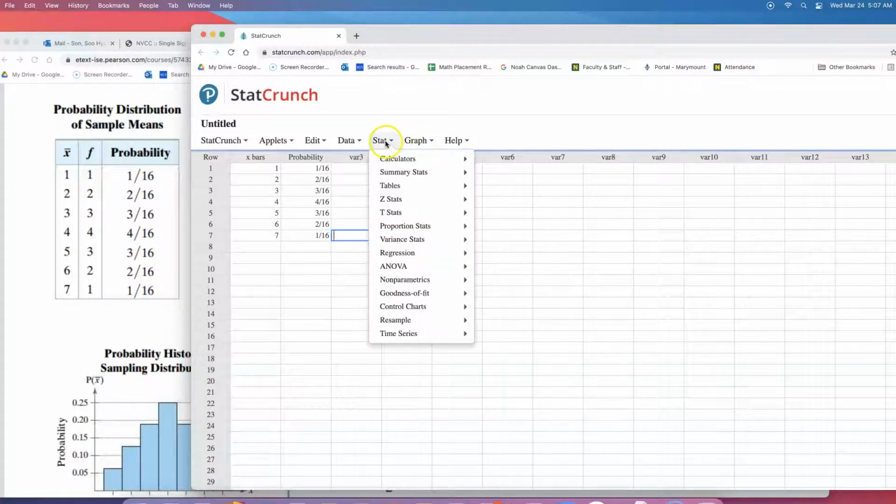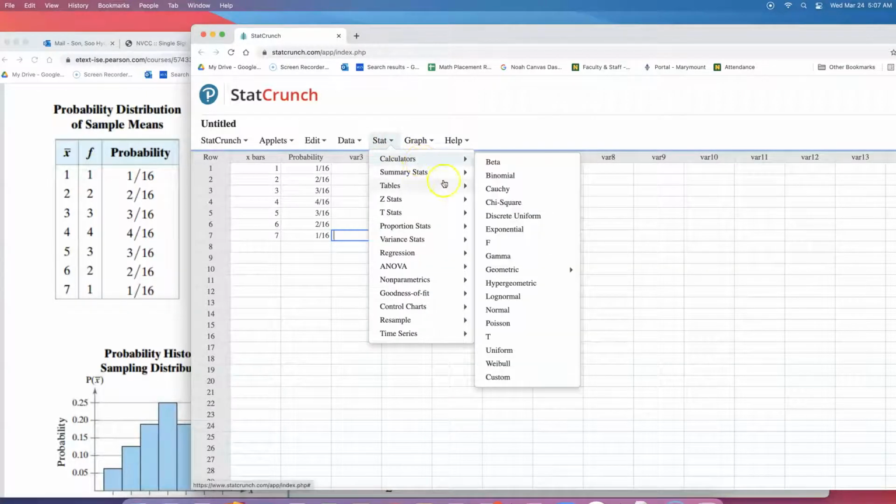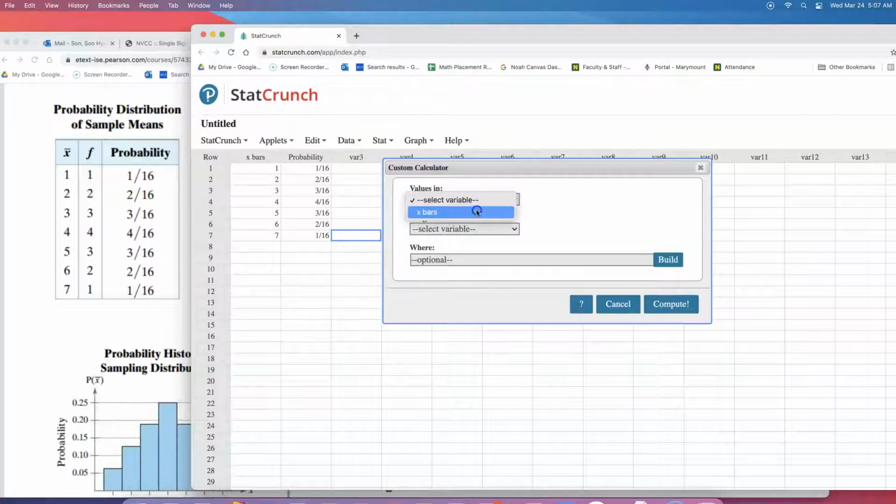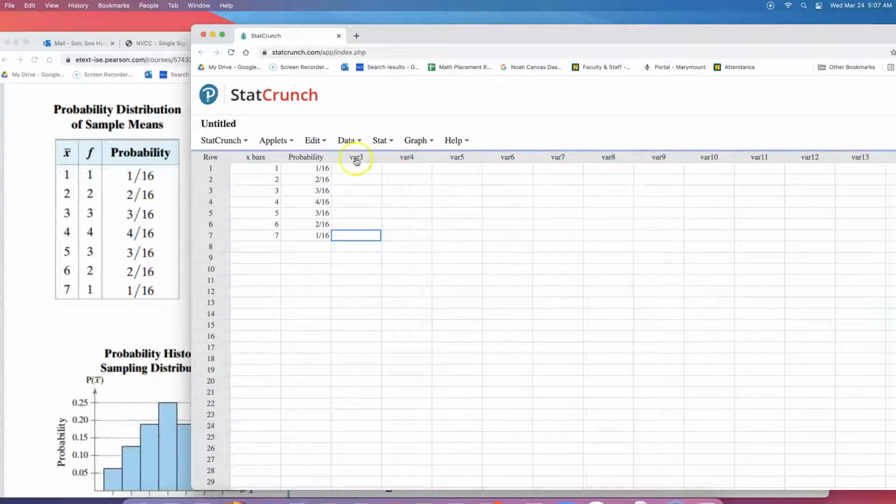I will go to Stat, Calculators, and which one? Custom. Go to Custom. And then we're going to tell it the values are in X bar and their weights are in, not X bar. Oh, I see. They're not going to take the fractions. So what we're going to need to do is convert these fractions into decimals. So I will close out of this calculator for a second, and I'll say probability one more time.